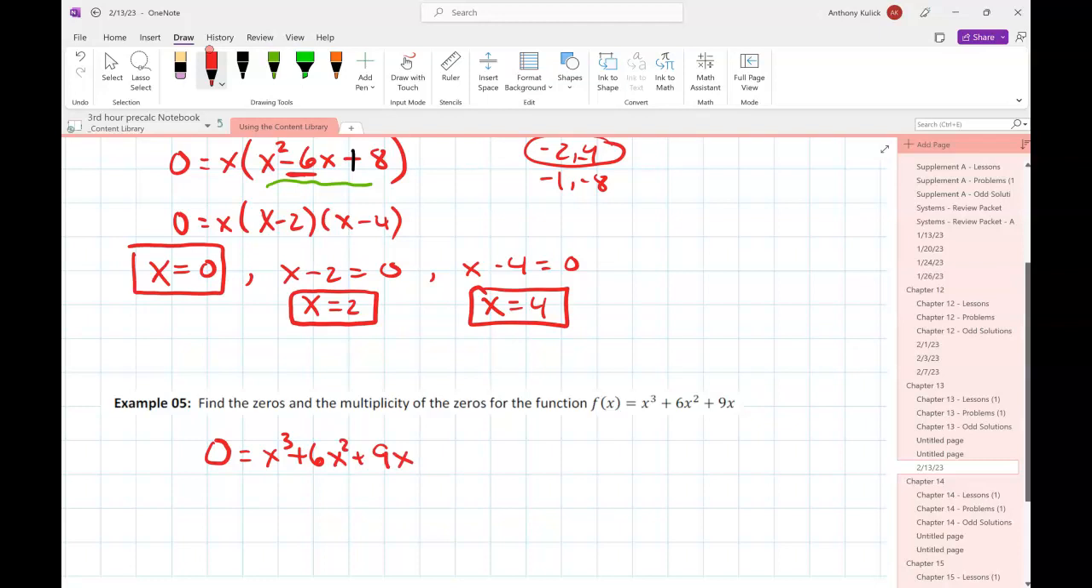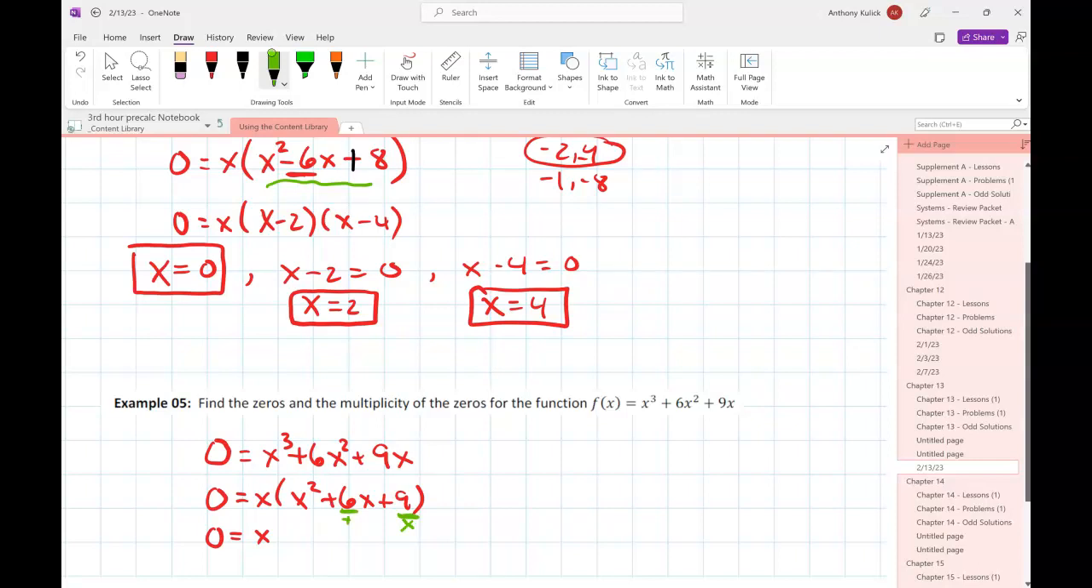Let me back it up. Take the greatest common factor of x. Very good. Then go find your GCF, greatest common factor. Oh, we already did that. That was the x, right? There's the other stuff where you have to find the things that multiply to give us 9, and then add to give us 6.